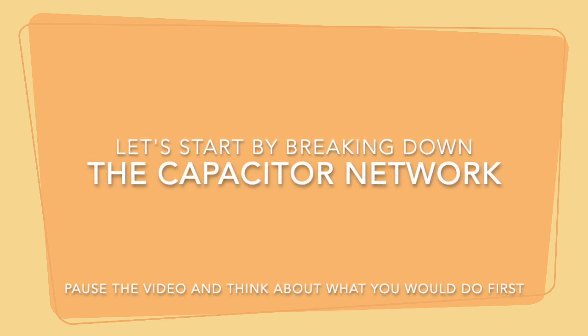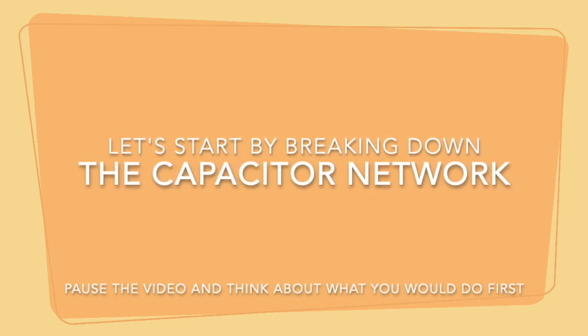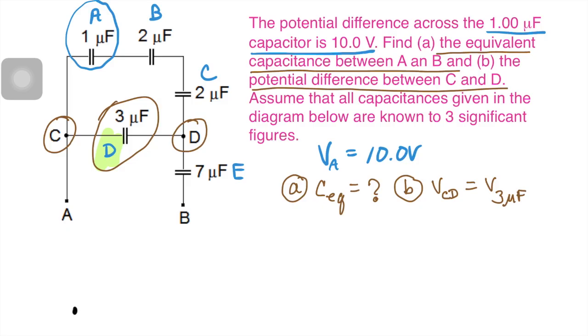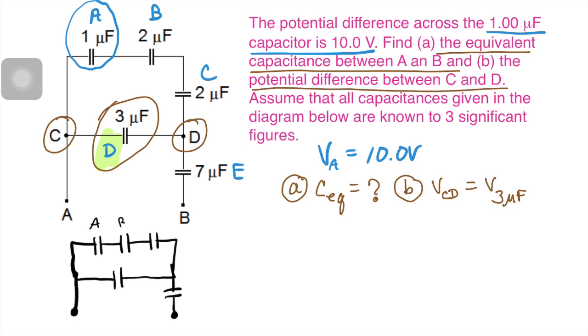Pause the video and think about how you would break down this network. The first thing that I'm going to do is bring that 2 microfarad capacitor that's labeled C around the corner that's above it. Recall, I can do that if there are just 2 lines meeting, but not if there are 3 lines meeting. So I couldn't move that 3 microfarad one around a corner, or the 7, but the 2 I can because there are only 2 lines meeting there.